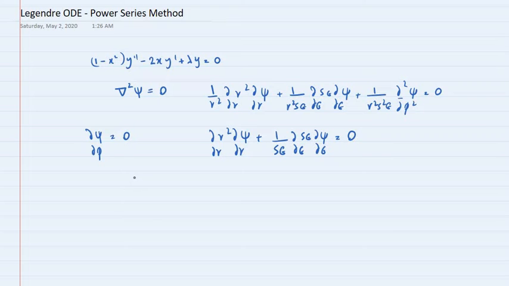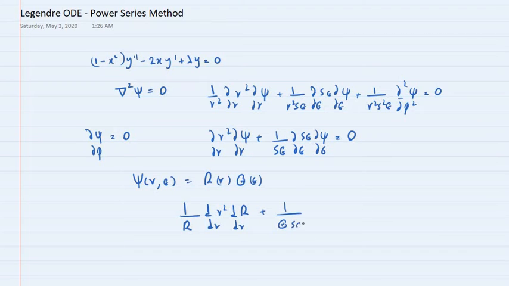Using separation of variables, we can assume our ψ function, which is a function of r and θ only, is a function of r only multiplied by a function of θ only. After plugging R times Θ into this equation, we get (1/R) d/dr (r^2 dR/dr) + (1/Θ) (1/sin θ) d/dθ (sin θ dΘ/dθ) = 0.